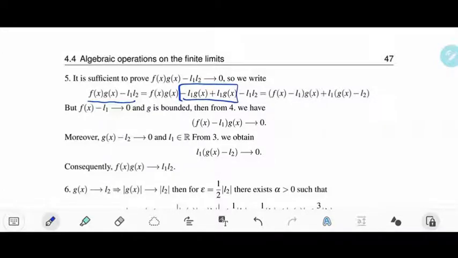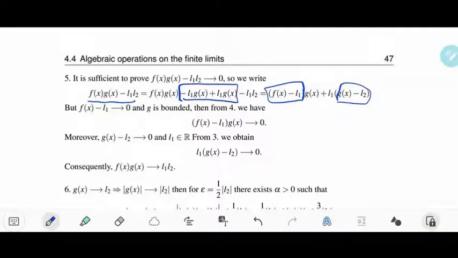Okay, why? Because I want to factorize and obtain the terms that I already know, or the terms that already satisfy some property. So if I take g of x as a common factor in the first two terms, I will have in here f of x minus L1 that I know tends to 0, and on the second part I will have g of x minus L2 that also I know tends to 0.